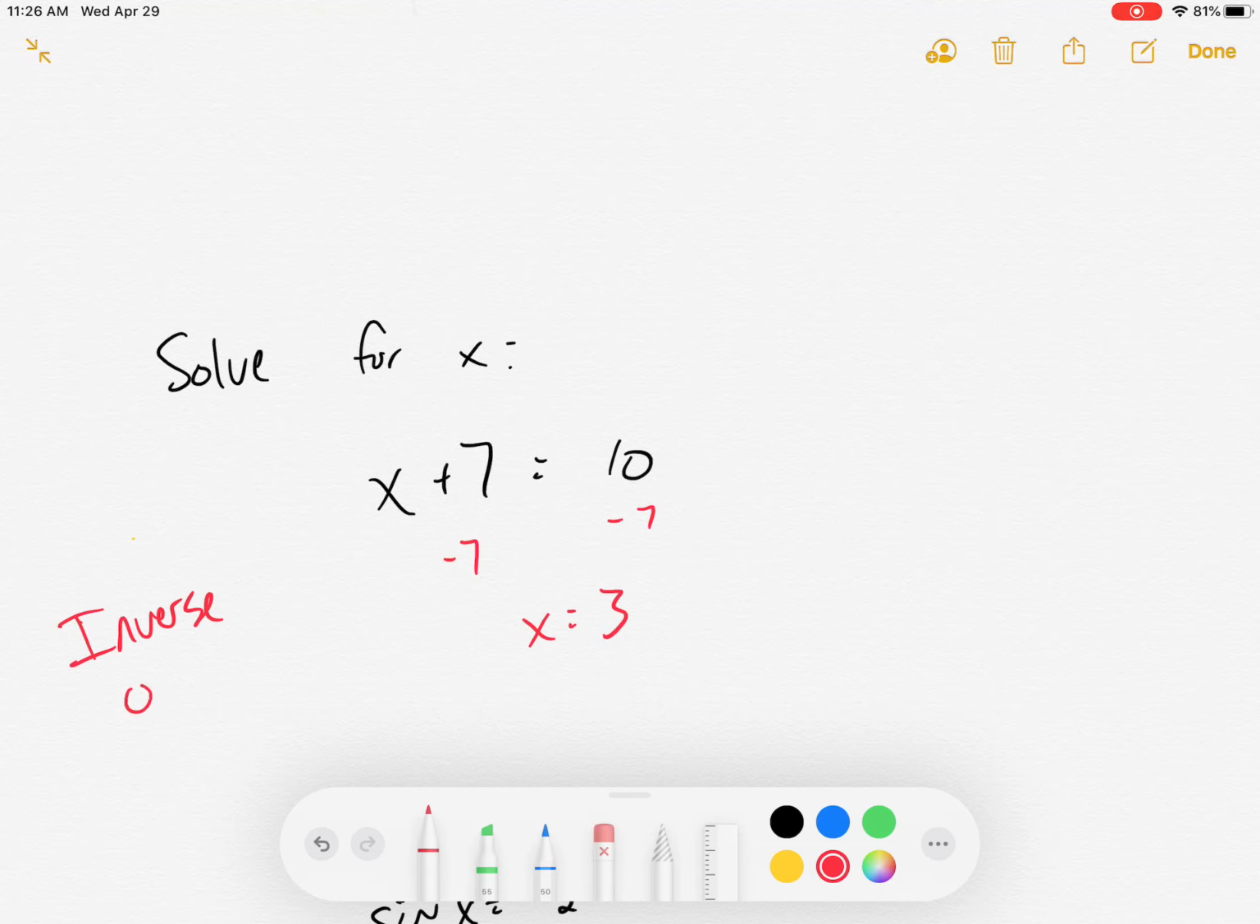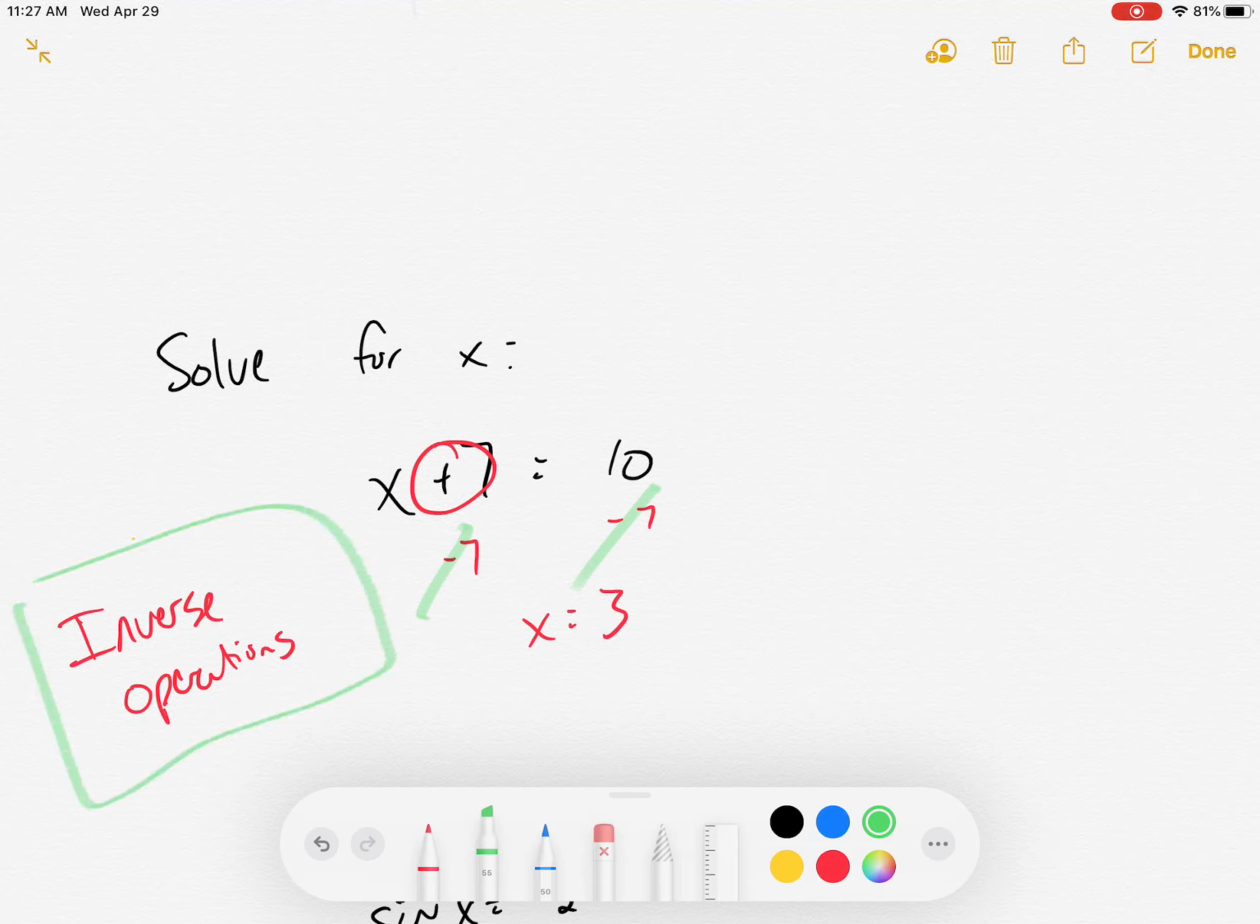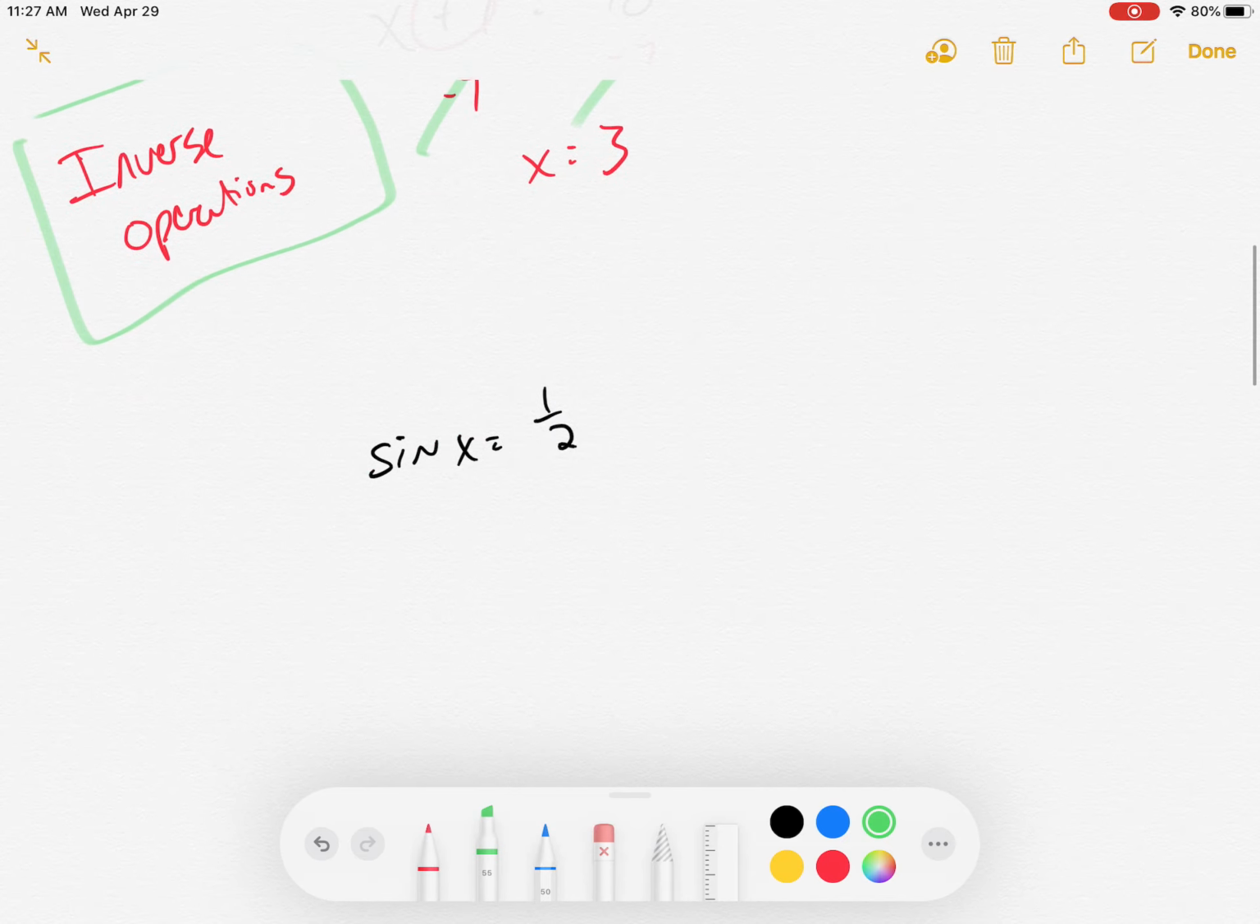And what we technically did is inverse operations, because the inverse of adding is subtracting, so we subtracted 7 from both sides to get x by itself. You know that already. You just didn't really maybe know the words of what we did. Again, it's called inverse operations.